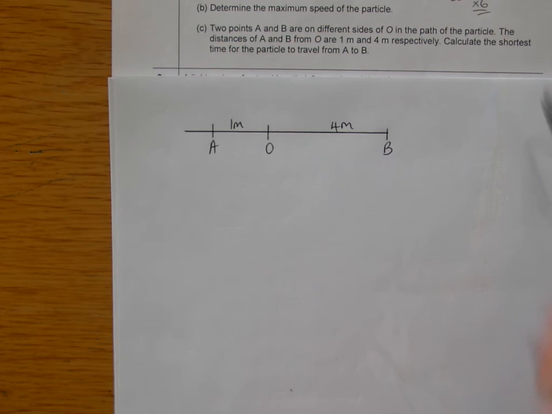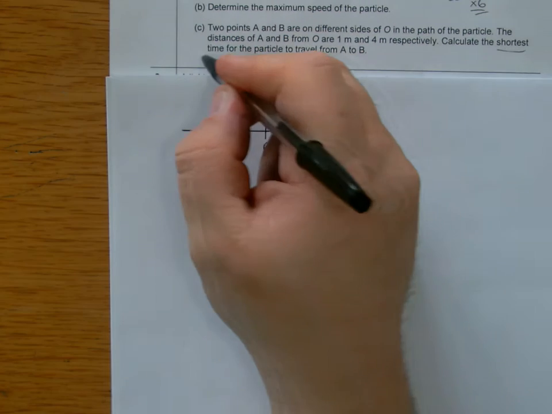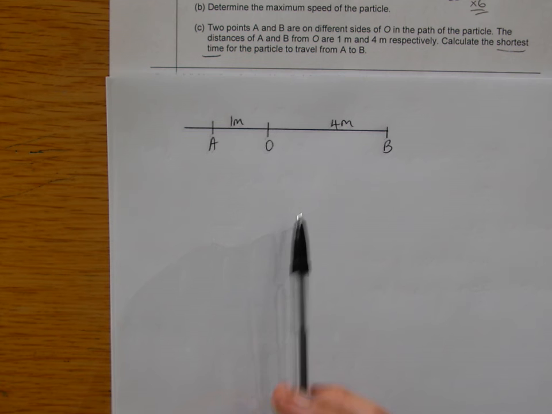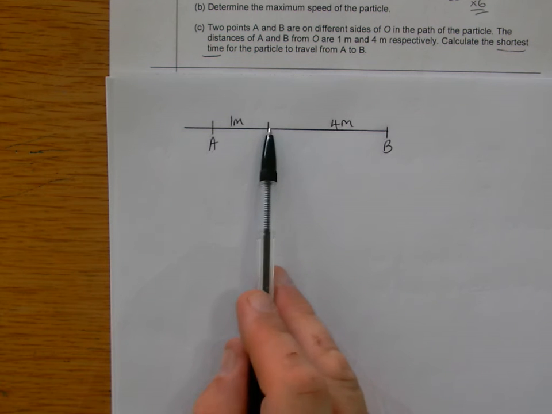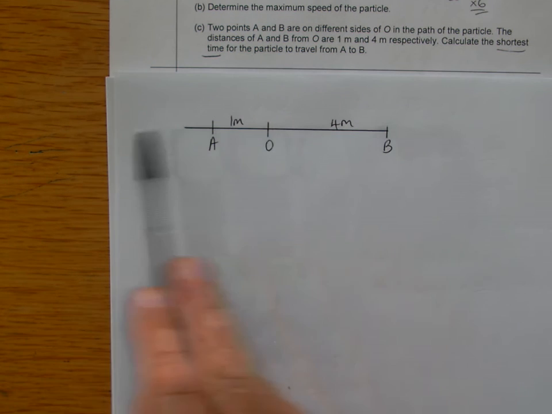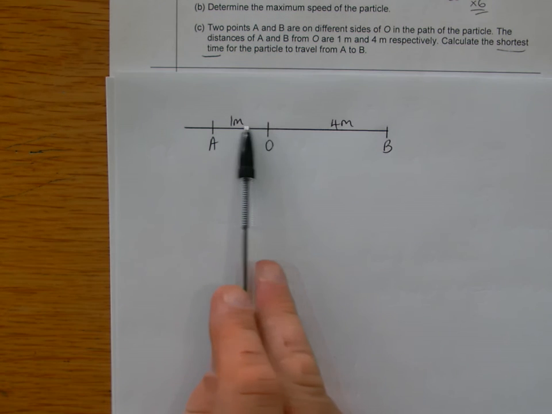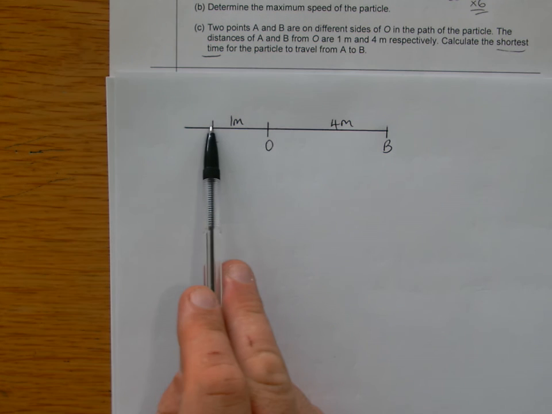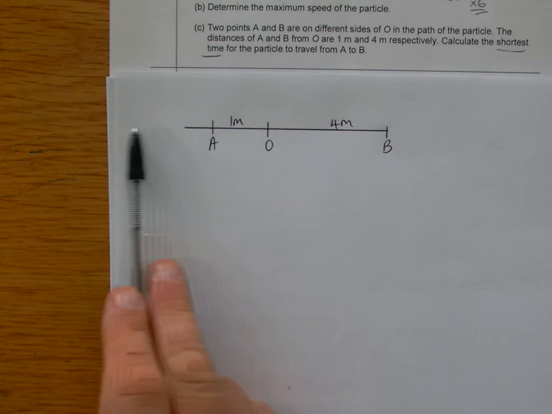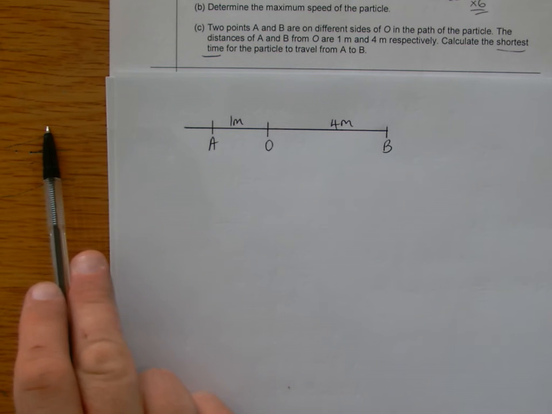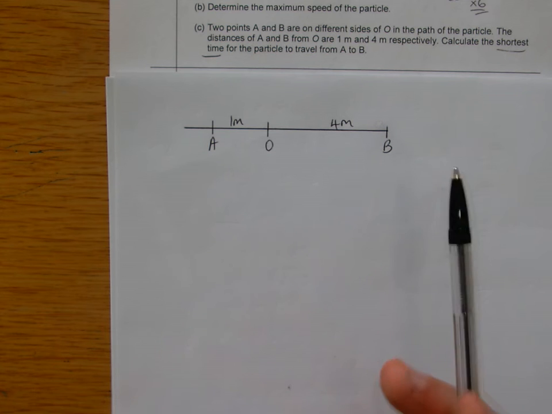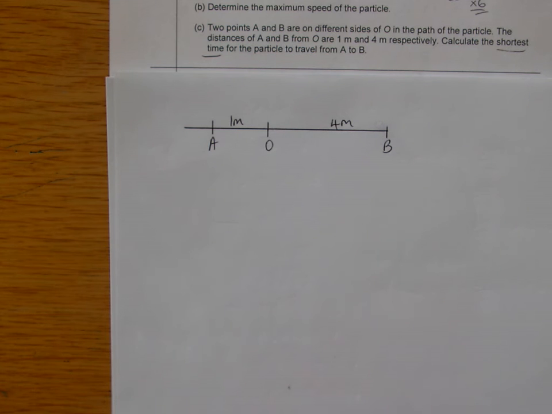Now it says, calculate the shortest time for the particle, because there are different times you could measure. For instance, the particle is doing SHM and could be going in this direction. If you start counting the time as it goes through A, it's got to go all the way over to the extreme and then work its way all the way back until it gets to B. They don't want that time. They want you to work out the shortest time.